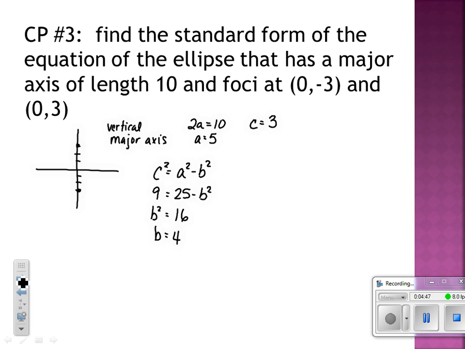Okay, so if we were going to come up with our equation now, because I had a vertical major axis, I'm going to use the form x squared over b squared plus y squared over a squared. Again, that's right out of that table, right out of that chart that was on page 332. So x squared over 4 squared, or 16, plus y squared over a squared, which is 25, is equal to 1.